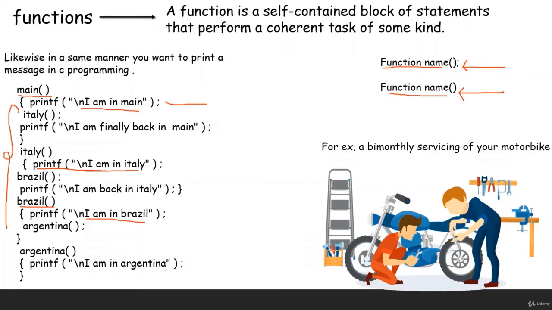Later on, I call Brazil. Brazil has a task to print "I am in Brazil". Then Brazil prints the task that I am in Brazil. Later on, I call Argentina, and Argentina also prints "I am in Argentina". And likewise, this whole program works. Hope you understood how a function works and how to deal with functions, right?